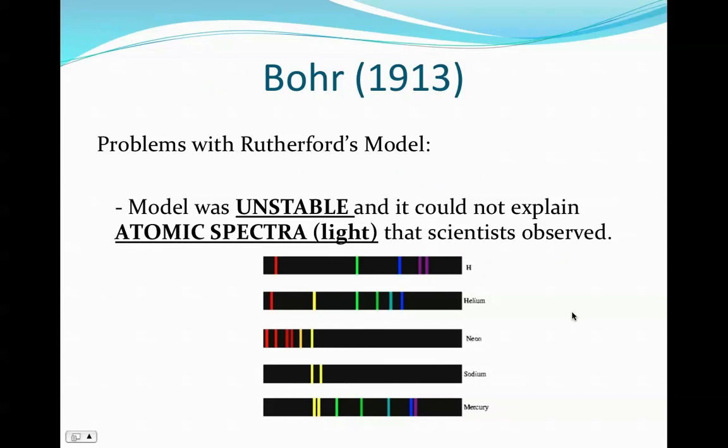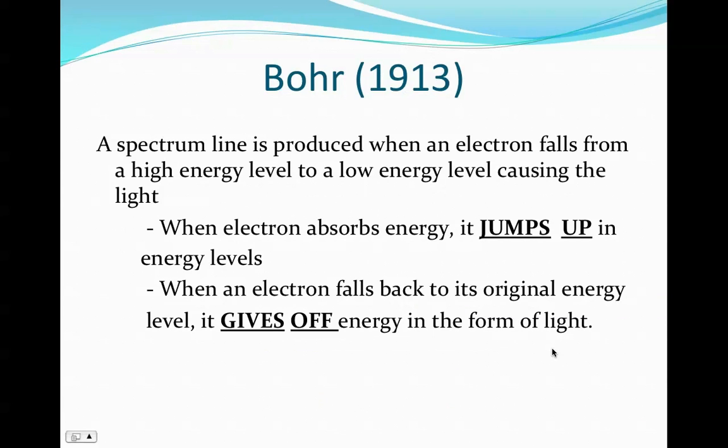Now, there were some problems with Rutherford's model. The model was unstable, and it could not explain the atomic spectra or light that scientists observed. We're going to talk more about this in a later concept. For right now, all you need to know is that a spectrum line is produced when an electron falls from a high to a low energy level, which emits light. So the electron absorbs energy and jumps up a certain number of energy levels. When it falls back down, it gives off a very specific amount of energy in the form of a very specific color of light.